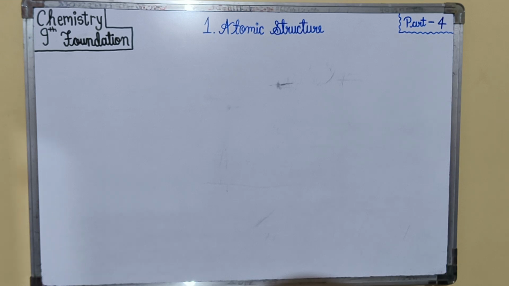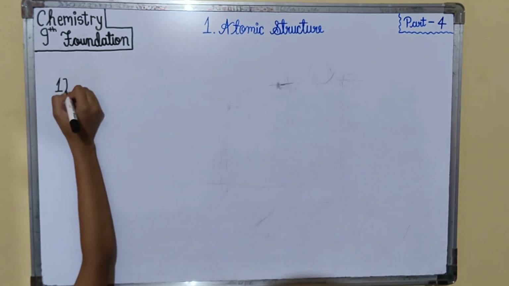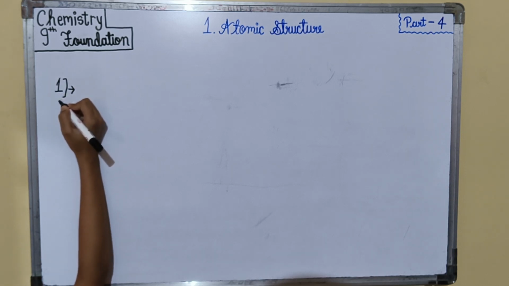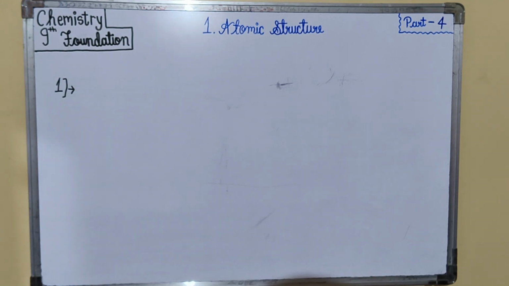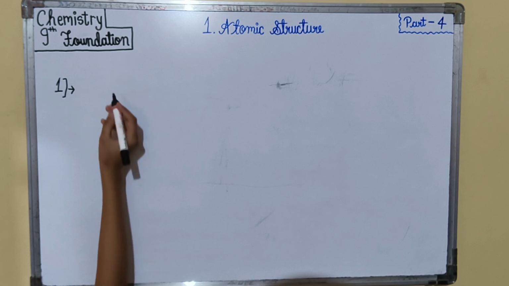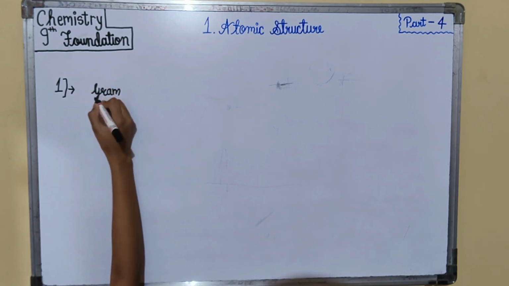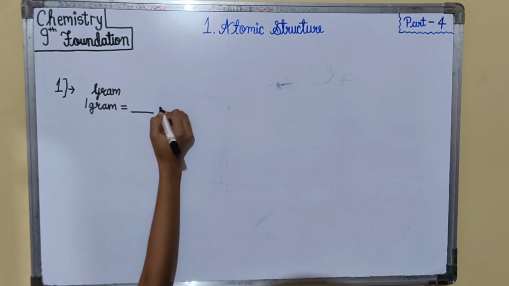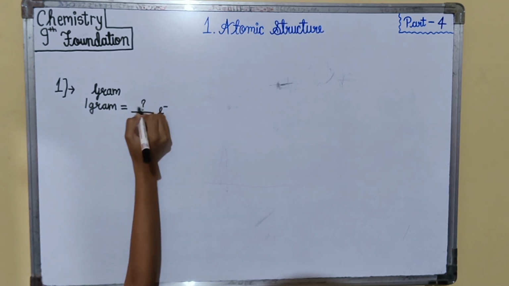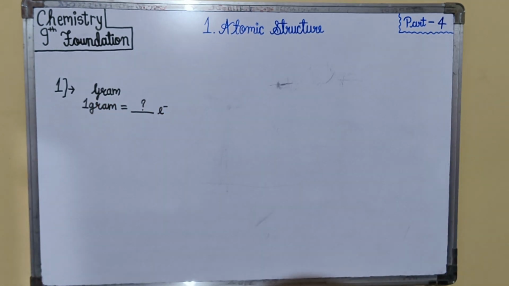Now, solving the next question: how many electrons make 1 CGS unit of mass? So we have to find the number of electrons that make 1 CGS unit of mass. The CGS unit of mass is gram, meaning 1 gram is equal to how many electrons? So this is the question directly.